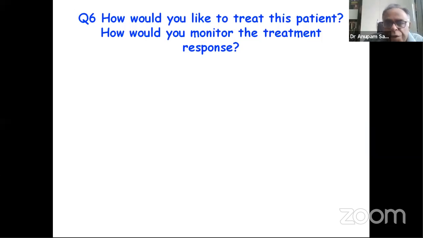How would you treat this patient? How would you monitor the treatment response, Dr. Vikas? Sir, this is a classical case of vitamin B12 deficiency. So we can use a parenteral preparation of vitamin B12, or maybe oral therapy can be tried for these patients. And if we treat these patients, then we would definitely like to monitor the response.